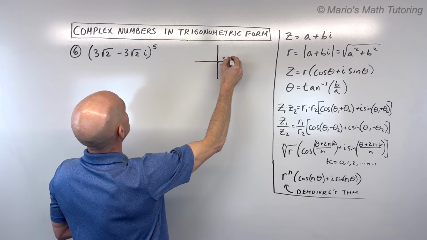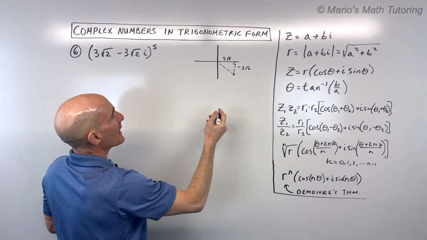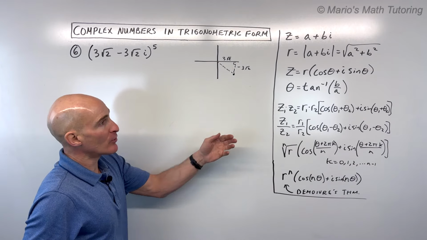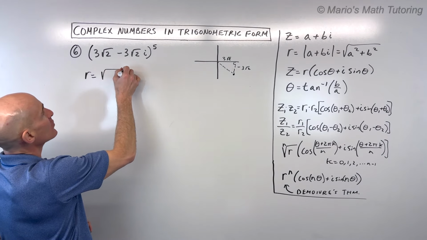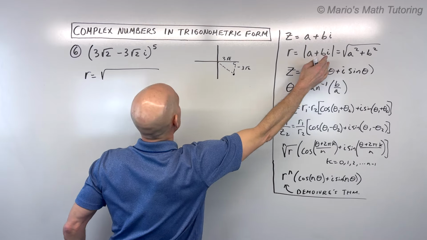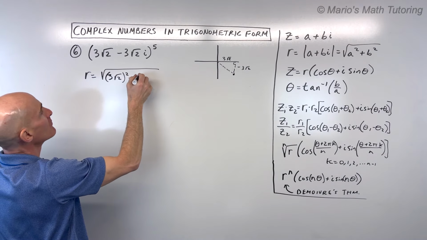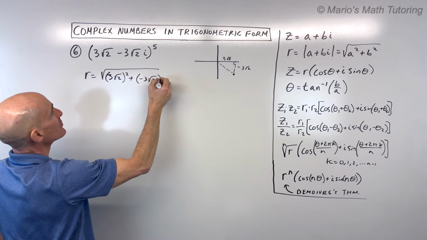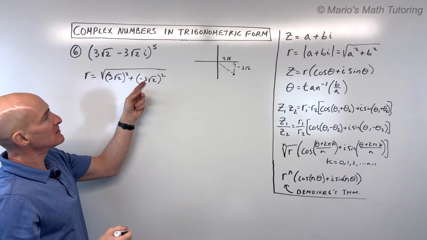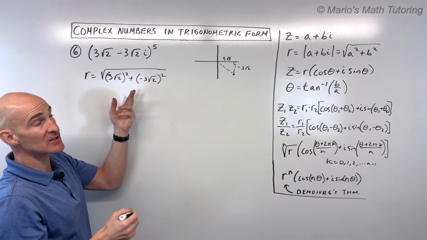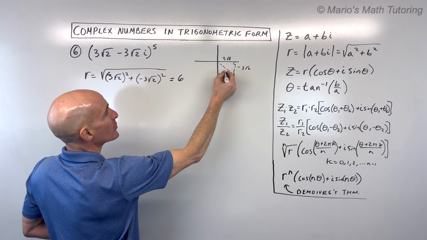So this is kind of like 3 root 2. This is kind of like negative 3 root 2. And I want to find the r value. I want to put it into the trigonometric form. So our r value is going to be the square root of a squared plus b squared. So in this case, it's 3 square root of 2 squared plus negative 3 square root of 2 squared. Let's see, this is 9 times 2 is 18. 18 plus 18 is 36. Square root of 36 is 6. Okay, so that's this r value right here.